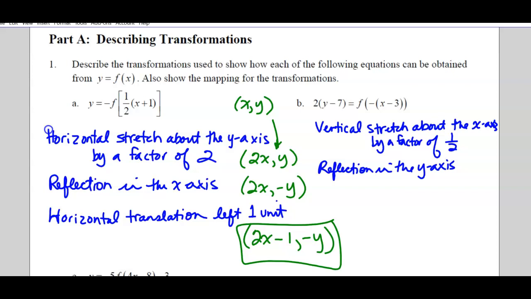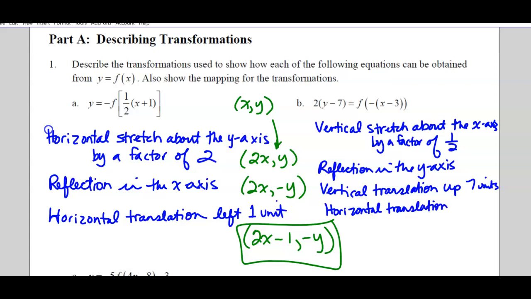Then there's 2 translations. Doesn't matter what order you state the translations, okay, because they're separate. They're not going to affect each other. So then vertical, we'll just do vertical translation. So here we're replacing y with y minus 7. So you're only going up 7 units. And then this is a horizontal translation. Replacing x with x minus 3. So you have to go right 3 units.